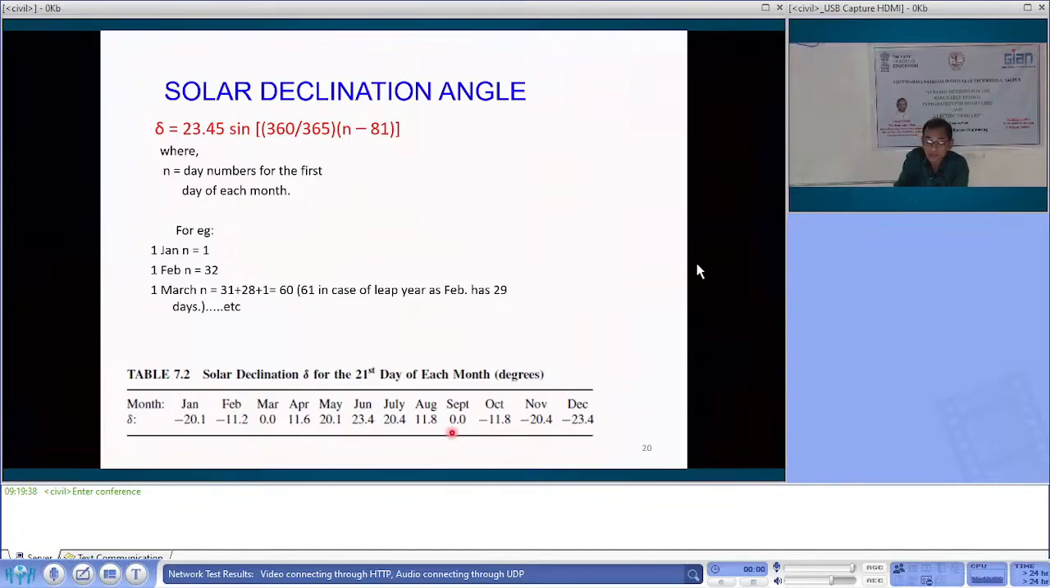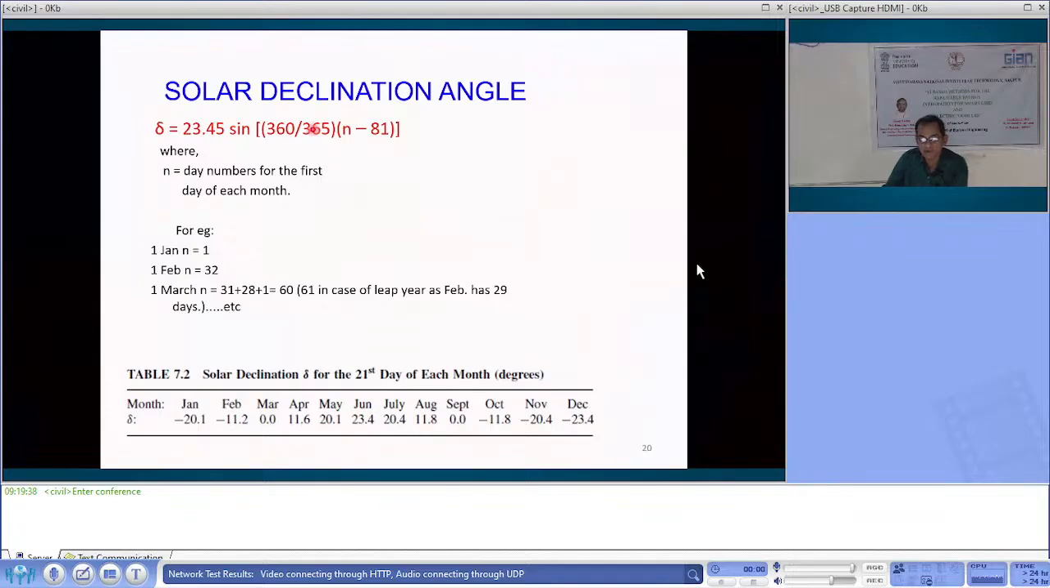तो आपको यहाँ जो दिया है इन्होंने कि for January 1, n equal to 1, for February 1, n equal to 32, but if it is a leap year, then we have to consider this: for January otherwise it is 31, February otherwise it is 28, only for leap year 1 will be added to 29, and for 1st March accordingly the day number is decided and that you use as n in the formula. That is the only variable that is required.